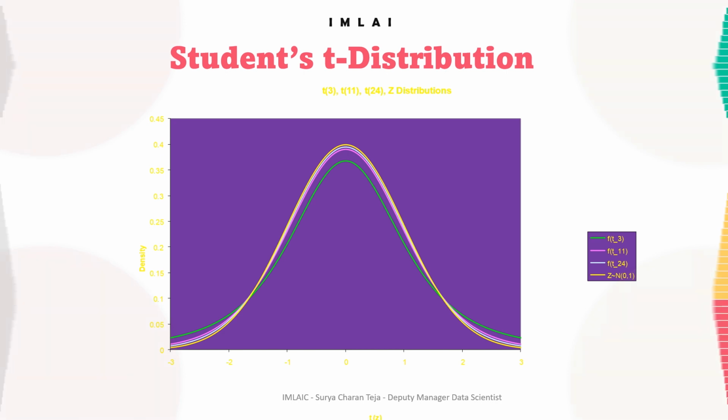The t distribution is used in hypothesis testing for comparing means of two populations when the sample sizes are small and the population standard deviations are unknown. The t distribution is also used in constructing confidence intervals for population means.